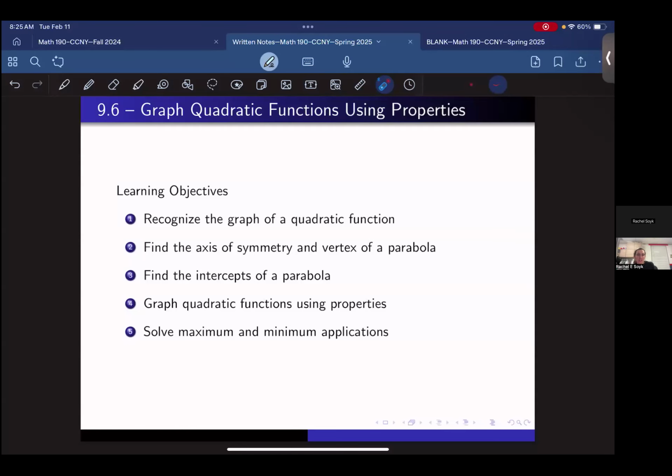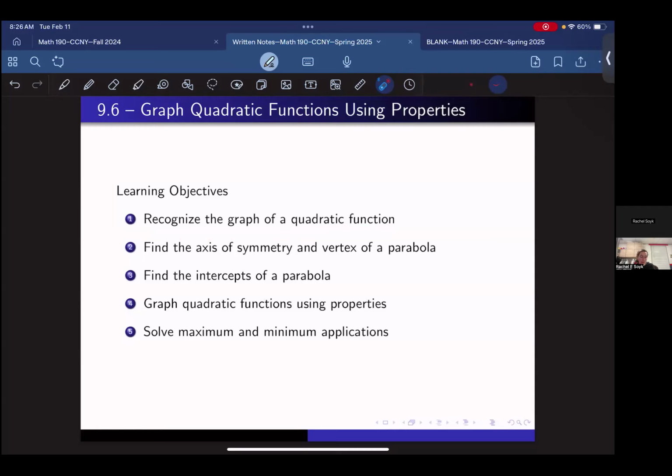Hi, everyone. Today we're going to be learning about our section 9.6, which is graphing quadratic functions using properties. Our five objectives are the following. We'll be able to recognize the graph of a quadratic function. Think the highest degree is 2.